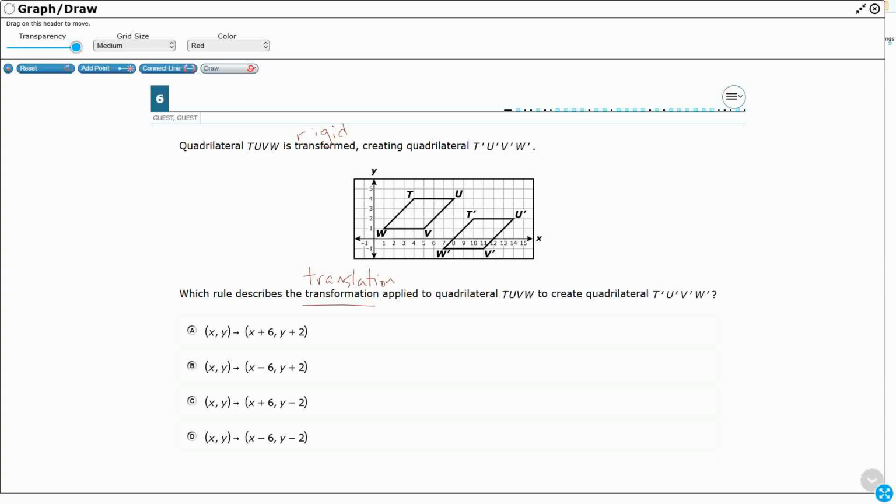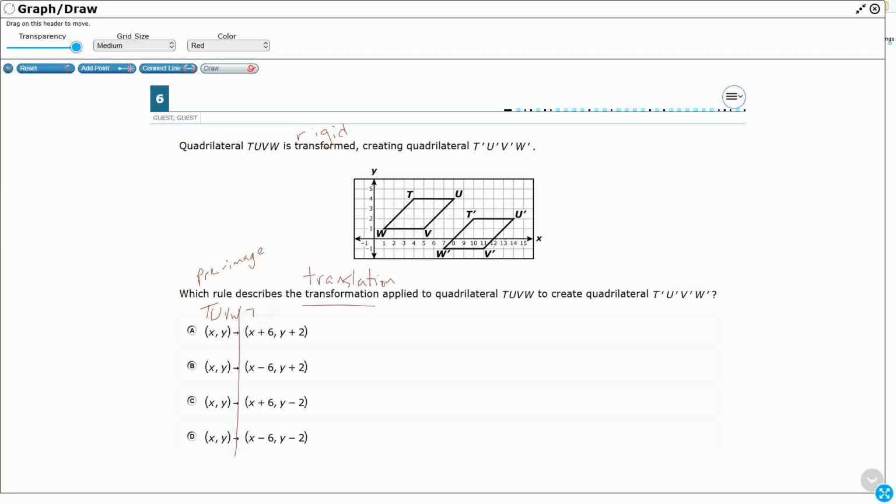Well, we need to know which direction this is going from. So when we see over here, I'll put this in a column right here. This very first set always describes the original shape. Right? We call this the preimage. And so that's going to have no primes. It's just TUVW. So the quadrilateral is TUVW.